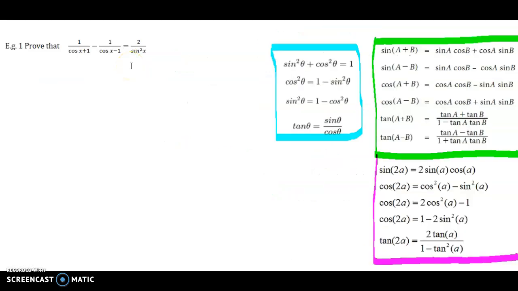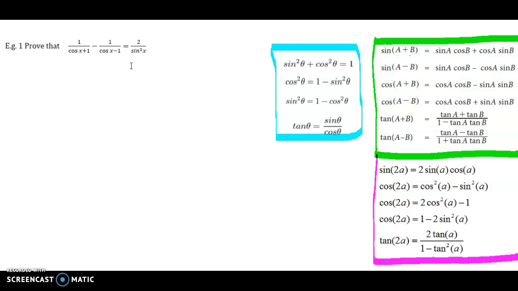So this is my first question. It says, prove that 1 on cos x plus 1 minus 1 on cos x minus 1 is equal to 2 on sine squared x. Now, the first thing we need to identify is that this side here is the left-hand side, and this side on the right of the equal sign in the middle here is the right-hand side, obviously.